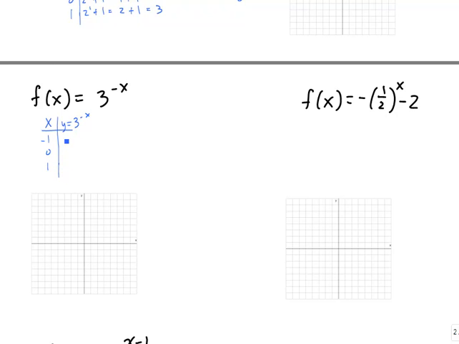So if I plug in a -1, I'm going to get 3 to the -(-1), which becomes 3 to the +1, which is just 3. If we plug in 0, 3 to the -0 stays 3 to the 0, and anything to the 0 is 1. If I plug in 1, I get 3 to the -1, and a negative exponent flips us over, so this just becomes 1/3. So the 3 points that I have to plot here are (-1, 3), (0, 1), and (1, 1/3).